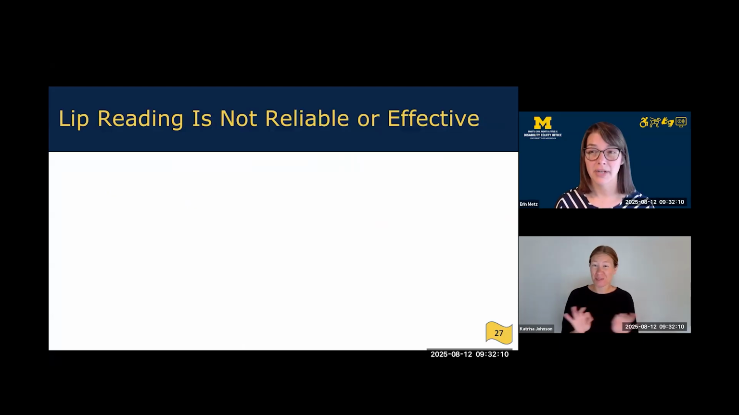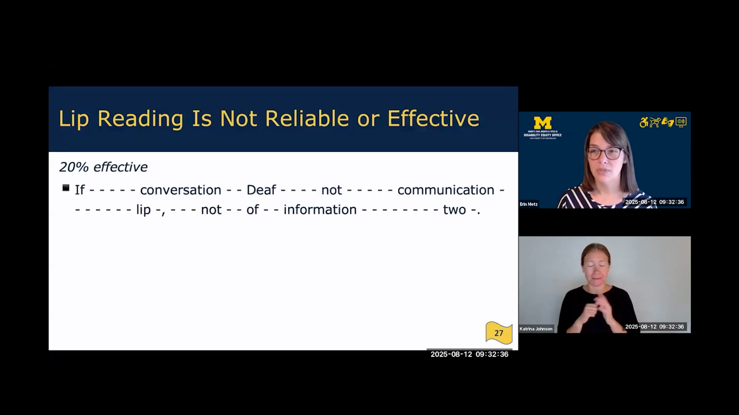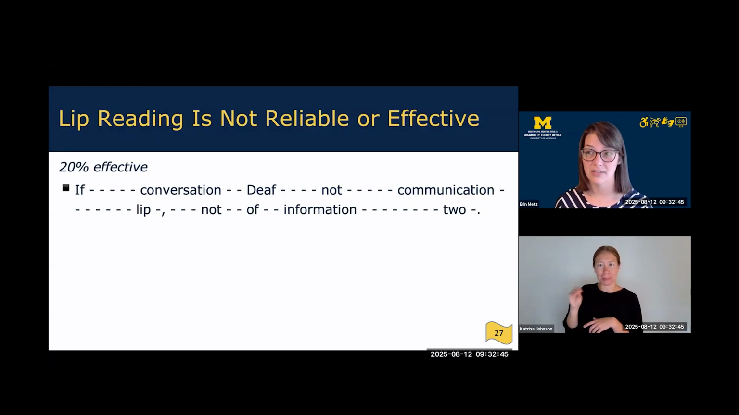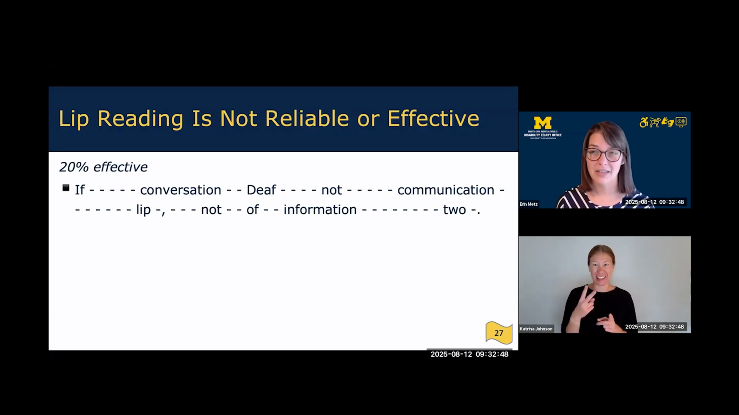It's important to recognize that lip reading, while it may be very useful for some, is generally not a reliable or highly effective form of communication. A 2011 study found that the average word recognition accuracy for lip reading was only about 10%. And while there are some individuals who become highly skilled and achieve much higher rates of accuracy, the average remains quite low. So, to help visualize this, imagine a sentence where only 20% of the words are understood and the remaining 80% are missed, represented here as words mixed with numerous dashes. With so many gaps, it's unlikely the person receiving the message would be able to fully comprehend it.